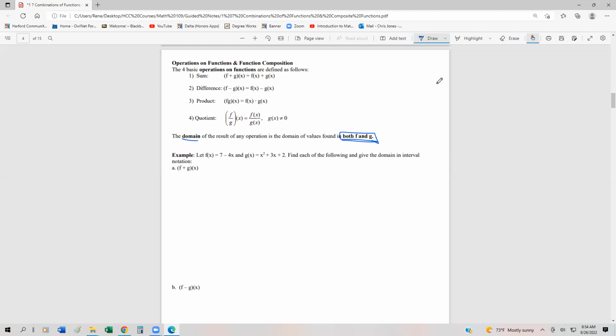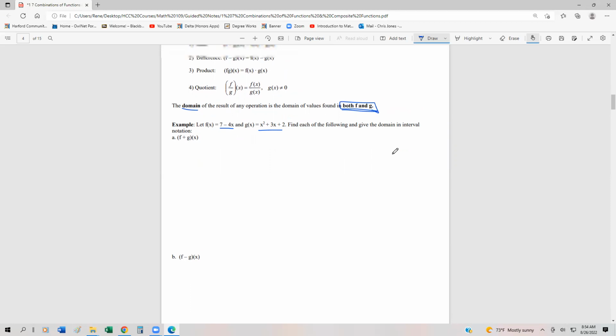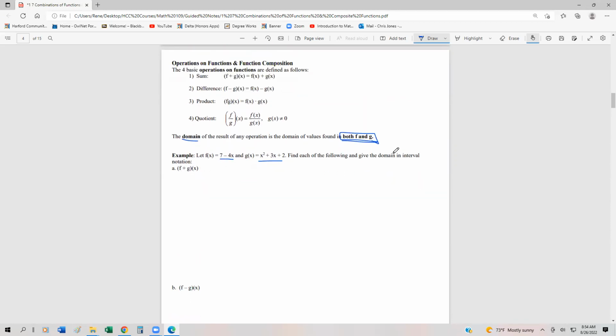So a few examples of this. Let's say we have a function f of x is 7 minus 4x, and then g is x squared plus 3x plus 2. We're going to start by finding each of these: addition, subtraction, multiplication, division. And then we're going to try to find what the domains are for those, and we're going to put it in interval notation.